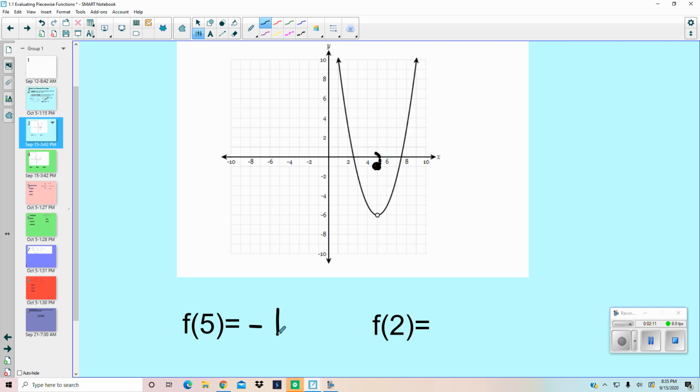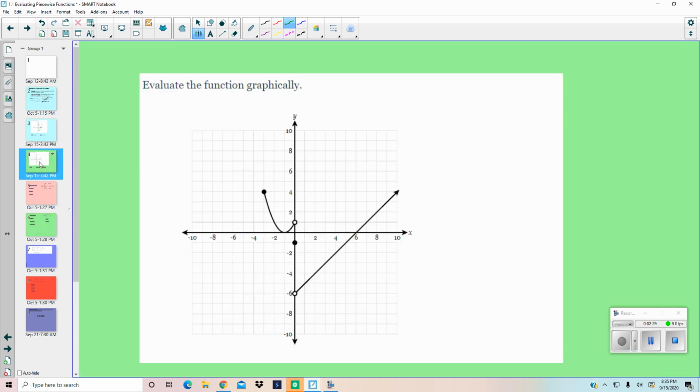If I look at where 2 is, so let me just do a different color. If I line this up at x equals 2, can you see that the y-coordinate looks to be 3? Okay, so they're giving you the x and asking you to look on the graph and find y. Let's look at a different example.